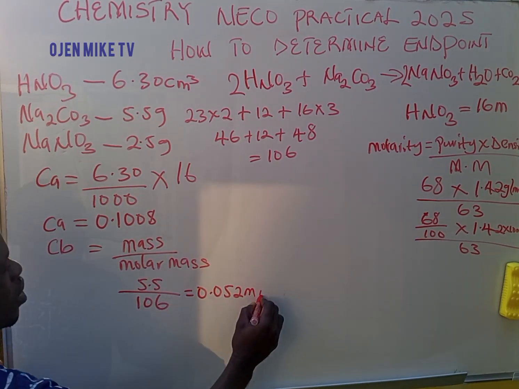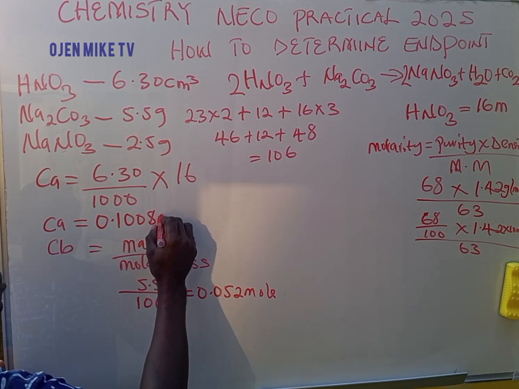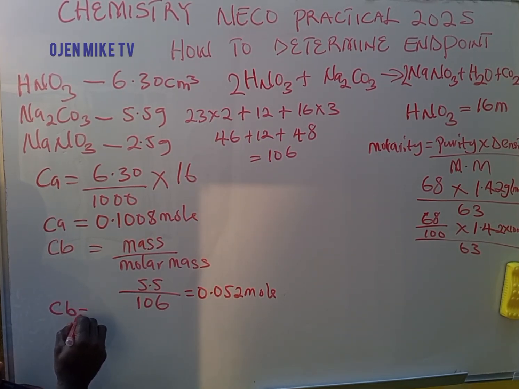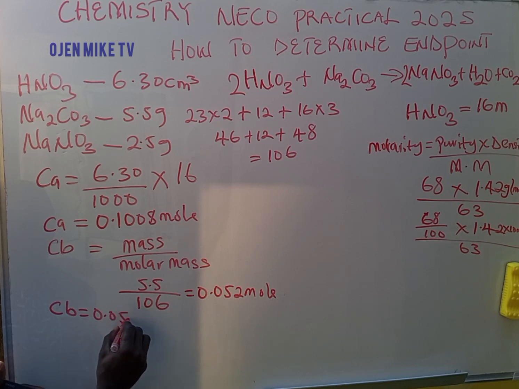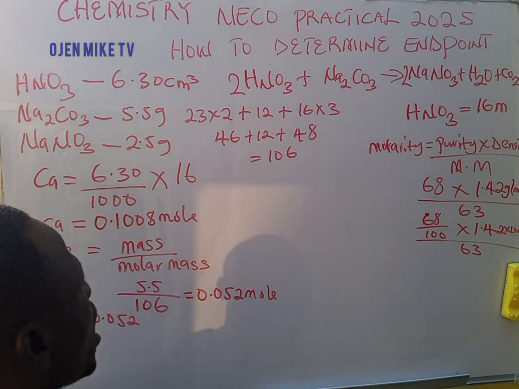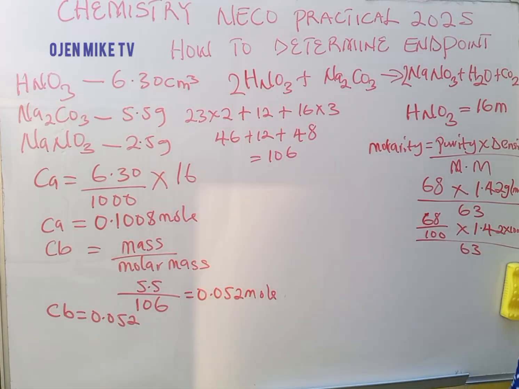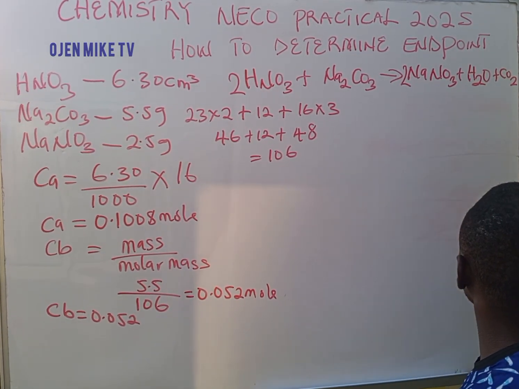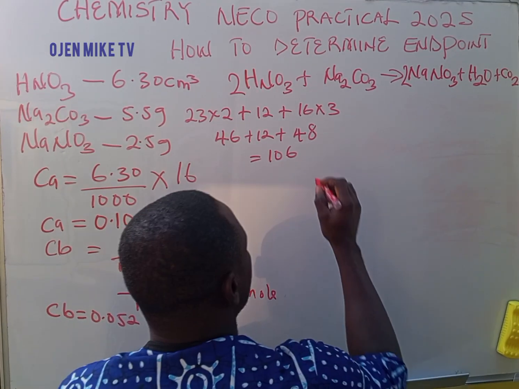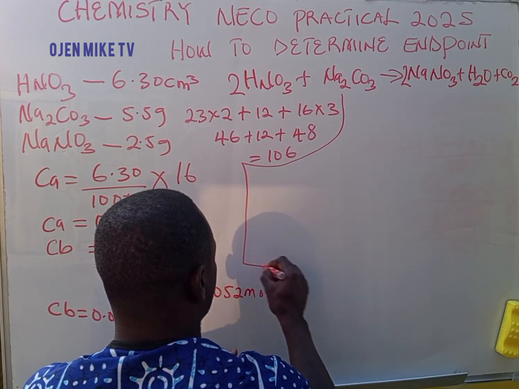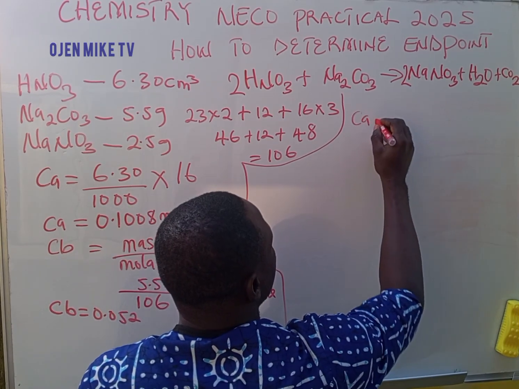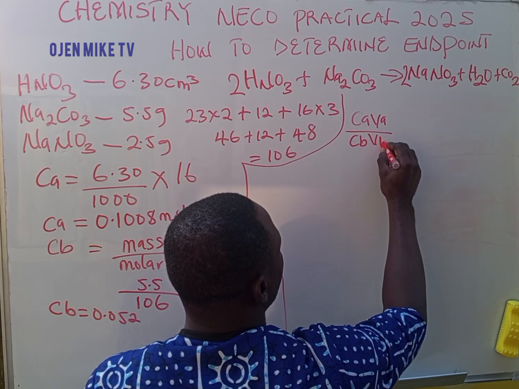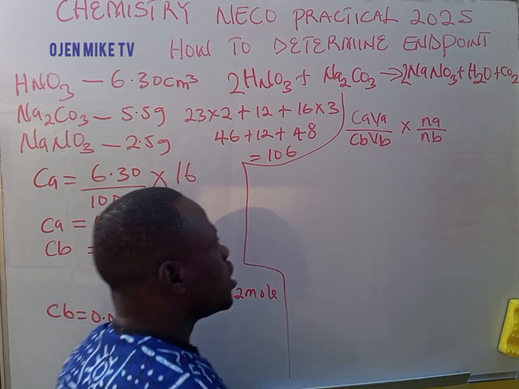So this one is moles. Now our Cb is equal to 0.052. Do you get that? So now we are going to use a formula. All right, let me wipe this off. We are now going to use a formula, and this formula is CaVa over CbVb equals Na over Nb. Is that understood?